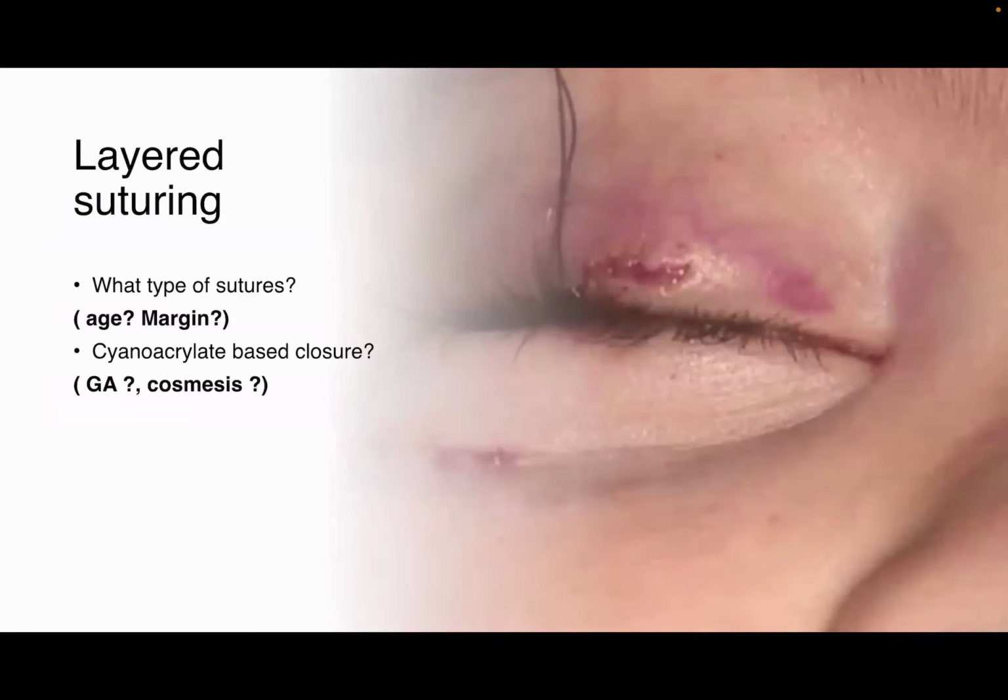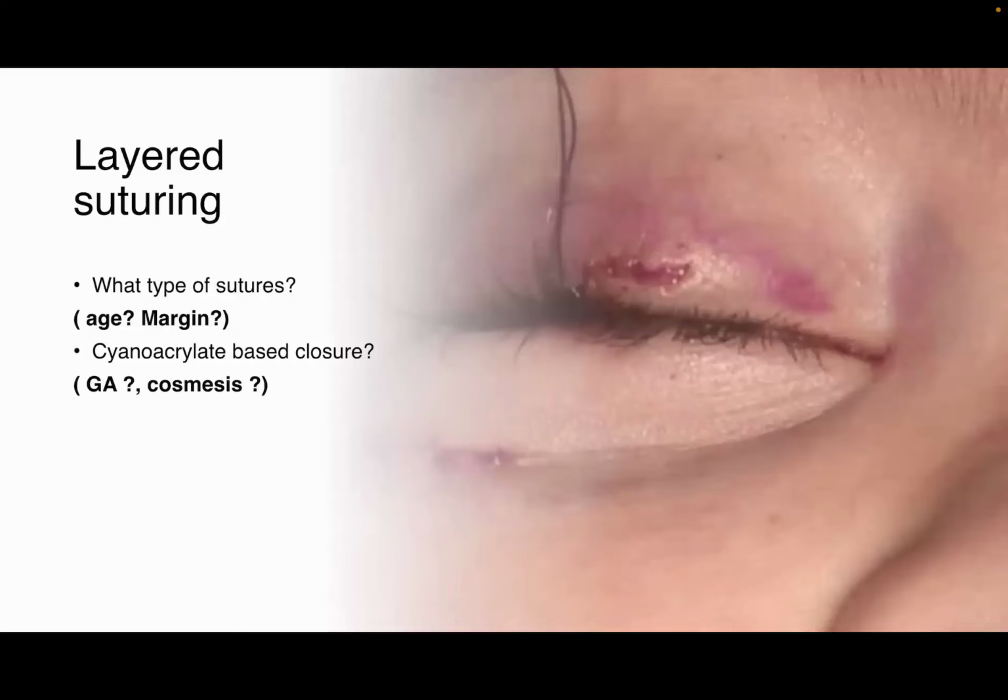Here's what I was talking about, the layer suturing. What type of suture are we using? For the orbicularis muscle, typically we use absorbable sutures from 6-0 to 8-0. I personally use 6-0 or 7-0 Vicryl, but any type of absorbable suture from 6-0 to 8-0 is fine, if it's available and accessible to you.